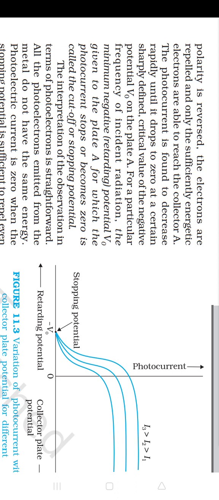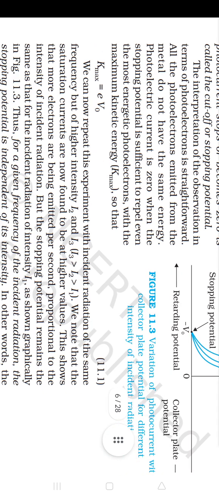The interpretation of the observation in terms of photoelectrons is straightforward. All the photoelectrons emitted from the metal do not have the same energy. Photoelectric current is zero when the stopping potential is sufficient to repel even the most energetic photoelectrons with the maximum kinetic energy, so that Kmax is equal to eV0.